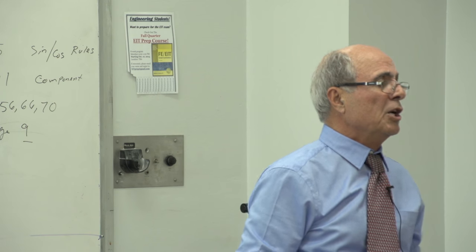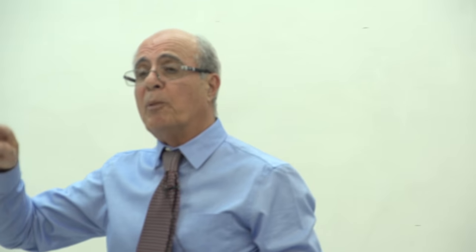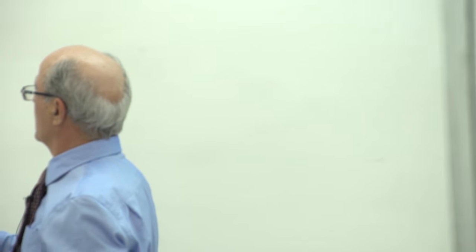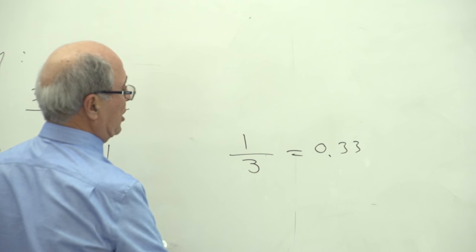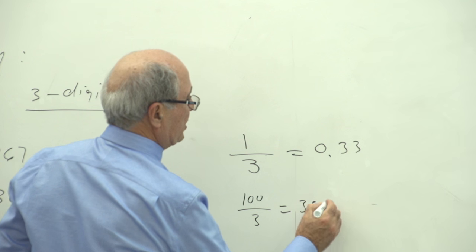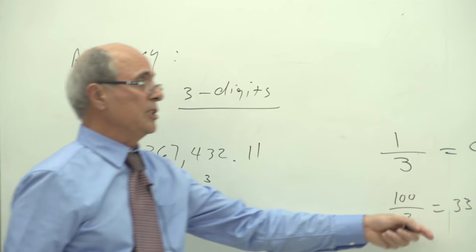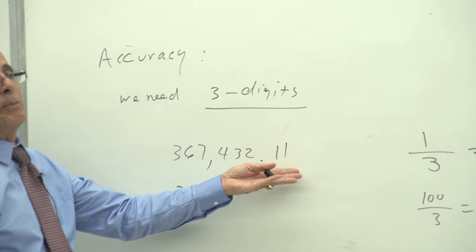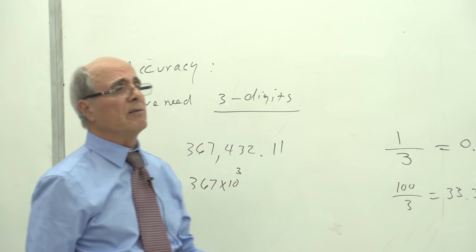Is that understood? So anytime you have a sine or cosine, don't put 0.78 or 0.20. You must go to at least three digits. Everybody got the idea here. So 1 over 3 would become 0.333, et cetera, or 100 over 3 becomes 33.3. So these are the correct procedure. Every one of them has three digits. So what I'm saying is this: if you have a large number, don't write the large number all out. It's a waste of space. Use a prefix of 10 to the power of 3 or 10 to the power of 6.